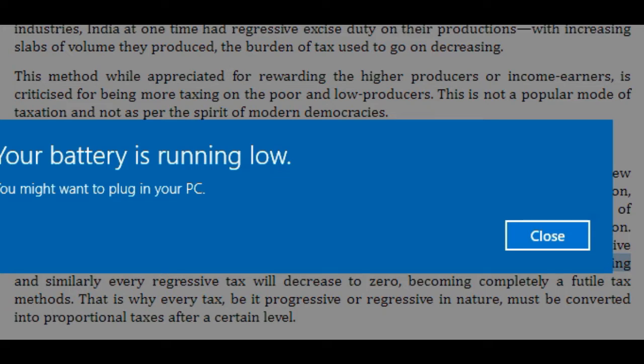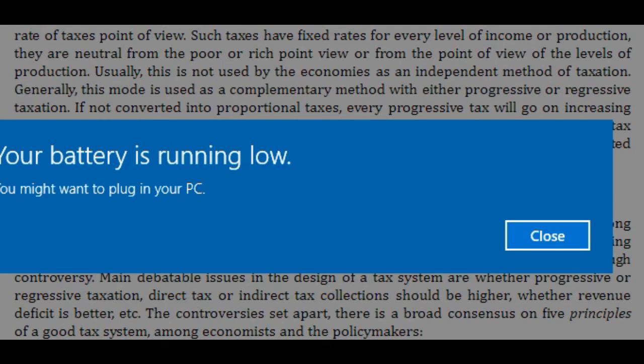If not converted into proportional taxes, every progressive tax will go on increasing and similarly every regressive tax will decrease to zero, becoming completely a futile tax method. That is why every tax, be it progressive or regressive in nature, must be converted into proportional taxes after a certain level. A good tax system.